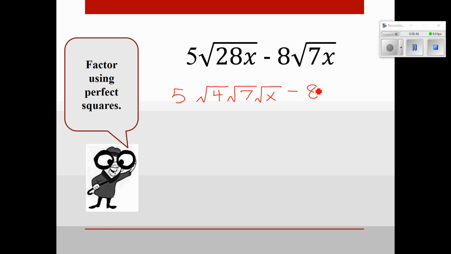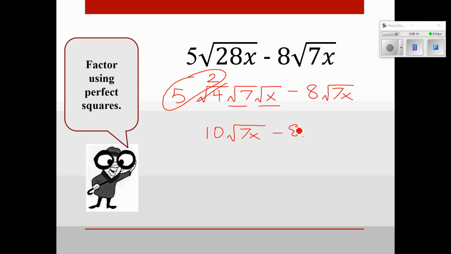We have 8 root 7x. 7 is prime, so I can't break it down any farther. But if I look at this first term, I know that I can take the square root of 4, which is 2. I cannot take the square root of 7 or x. They're not perfect squares, so I'm going to leave them underneath. On the outside, I have 5 times 2, which is 10. Underneath, I had left the square root of 7x.